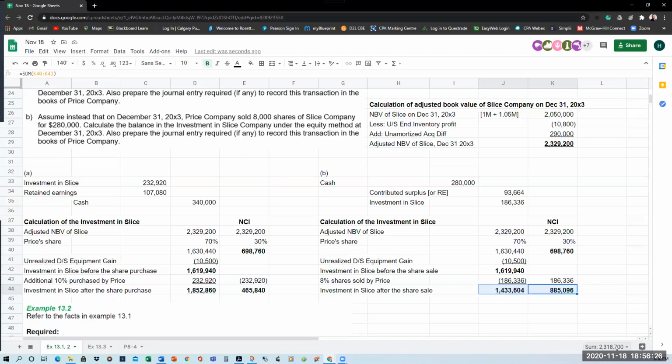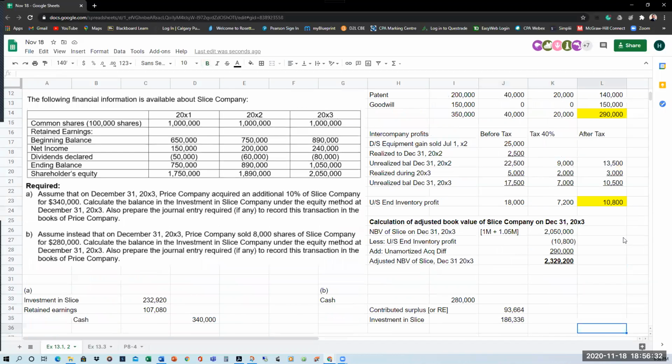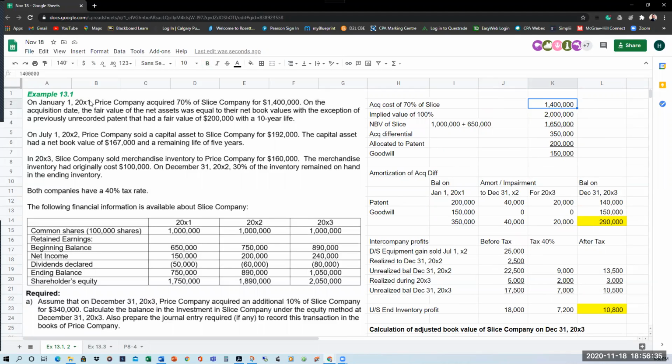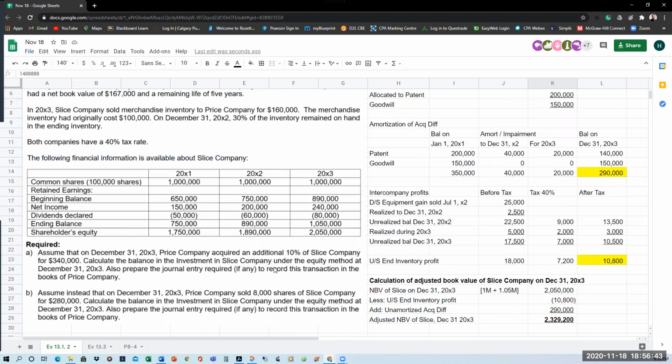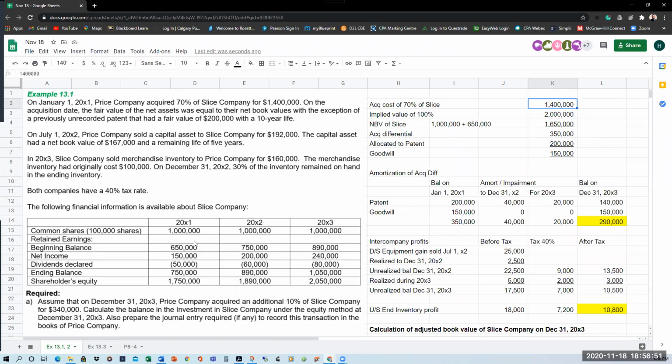So why don't we use 1.4 million minus the 186? So the investment account was 1.4 million on January 1st, 2001. But remember, since that time, the investment account under the equity method, right, calculate the balance under the equity method. So under the equity method, the investment account will have increased with the equity method income, decreased with the dividends, and also will have been adjusted for the intercompany profits and all that, right?